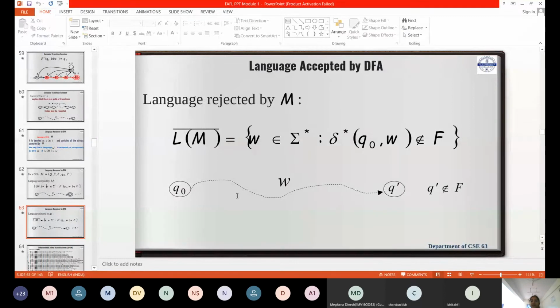Okay. Then what is the rejection category? The rejection category, language not accepted, is represented as L of M whole bar, that doesn't belong to the final states. Very easy. I got some state after exploring my string from the start state. I have applied all my string characters, but I have ended up with a state that does not belong to the final states. So that is the language rejection category.